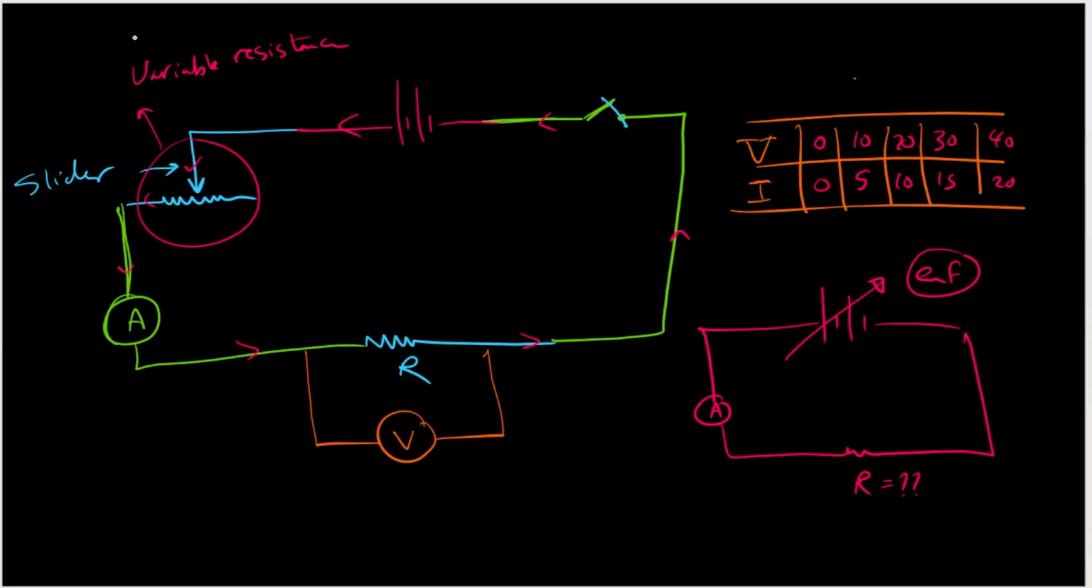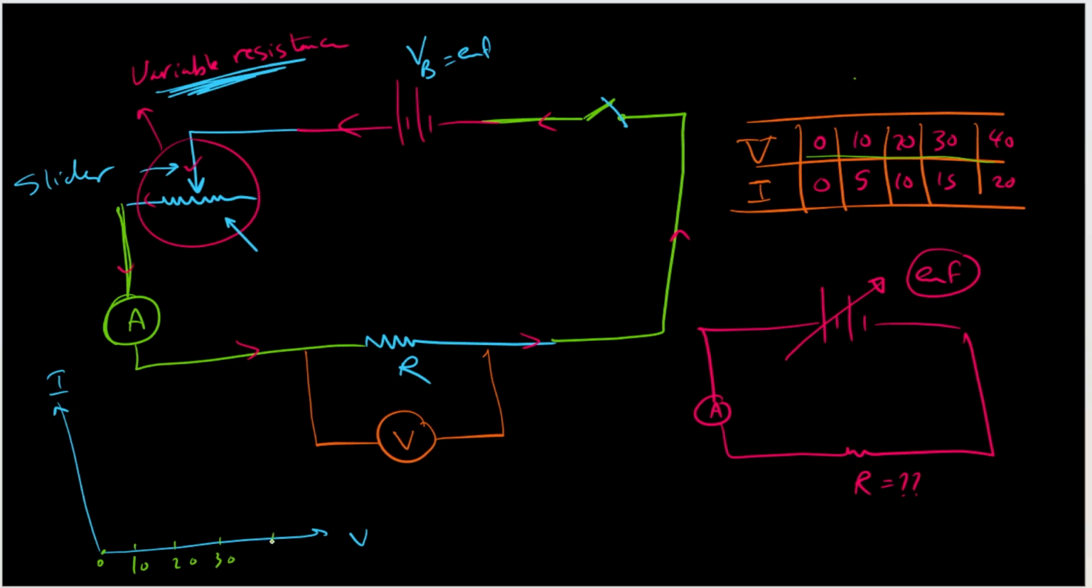Or we can have a battery of constant electromotive force, but we can add a rheostat by which we can change its value. So when the value of the resistance changes, the current in the circuit changes. And we will draw the relation between I and V. So as you can see, the values of V are 0, 10, 20, 30, 40. And the values of the current are 0, 5, 10, 15, and 20.